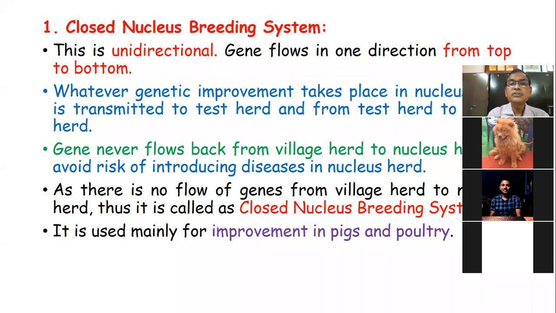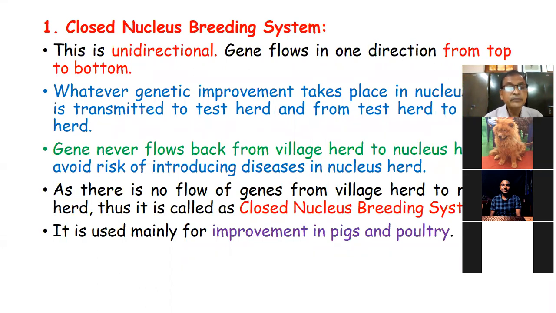So this closed nucleus breeding system, that is already told, is unidirectional. Whatever the genetic improvement taken place in the nucleus herd will be transferred to the test herd, and from the test herd to the village herd. And gene never flows back from the village herd to the nucleus herd, to avoid the risk of introducing disease in the nucleus herd. So if any disease occurs in the nucleus herd, then you have to destroy the entire nucleus farm, your whole breeding program will be finished. Then you have to start fresh.